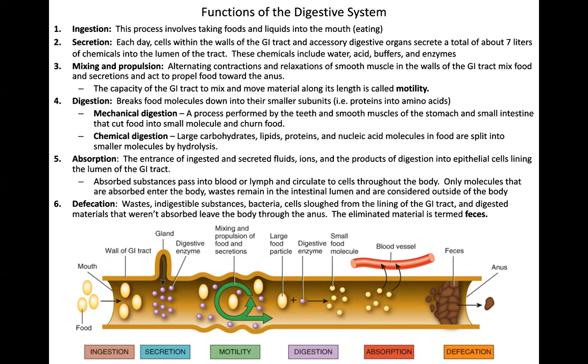Secretion is the release of chemicals into the lumen of the tract from cells within the walls of the tract, as well as accessory digestive organs. And that is a significant amount of stuff, about 7 liters, most of which is water, but also includes acids, buffers, and enzymes. It actually begins sometimes even before we start eating, when we start to produce extra saliva.